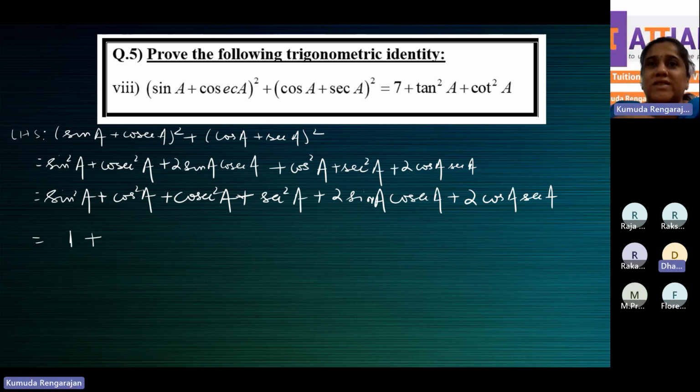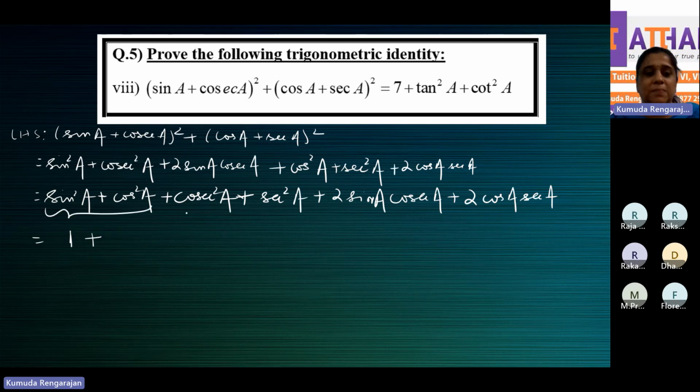Yeah, 1 plus cot square A. That's what I mean. When I ask you what is cosecant square A, I mean use the identity and interpret. Cosecant square A minus cot square A is 1. So what is cosecant square A? 1 plus cot square A. That's the answer I'm expecting.